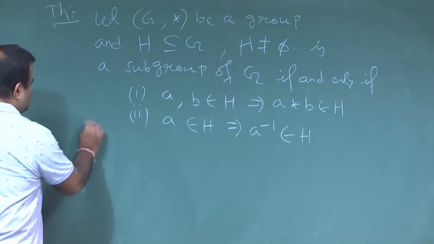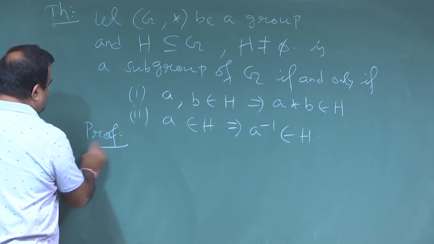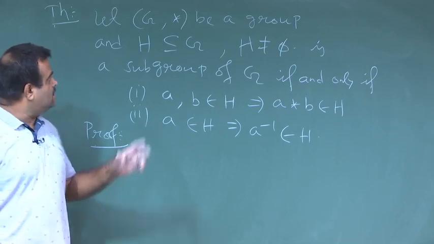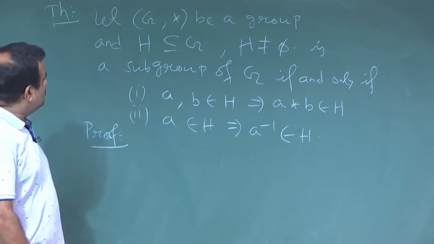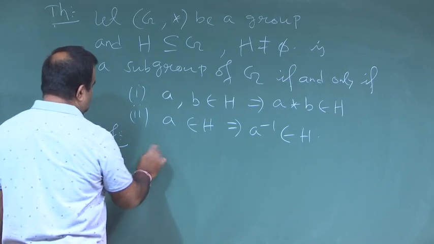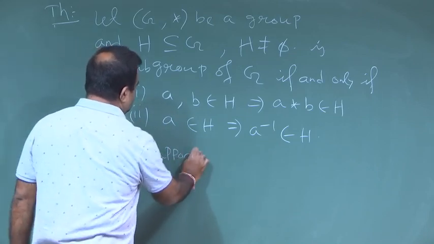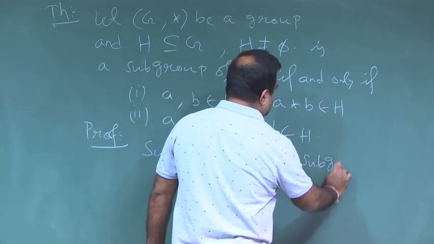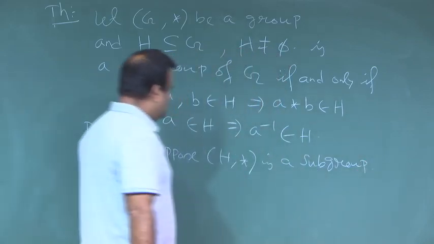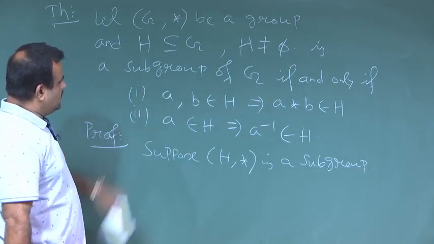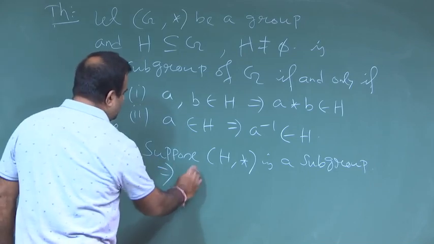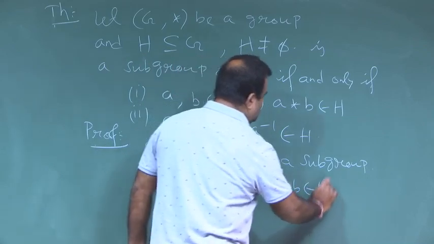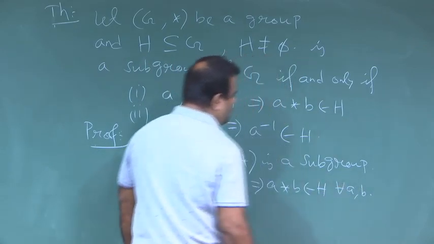Okay. So, now how to prove this? There are two parts of this theorem, the necessary part and the sufficient part, since it is if and only if. Now, first we assume that H is a subgroup. Then we show these two properties are satisfied. If we take a, b belongs to H, this implies a star b belongs to H for all a, b because of the closure property.